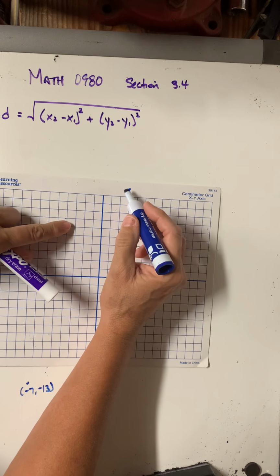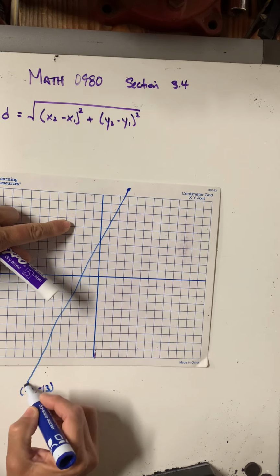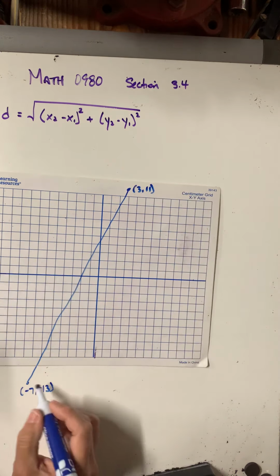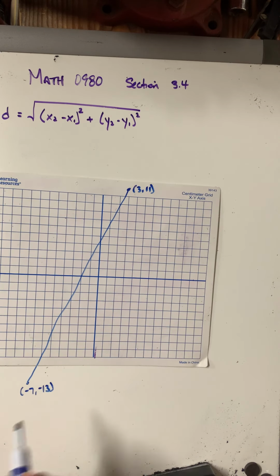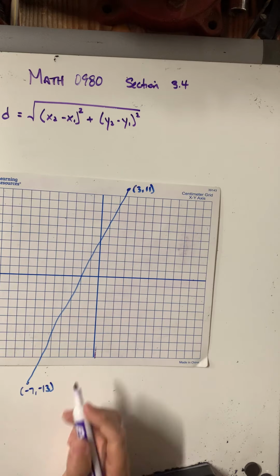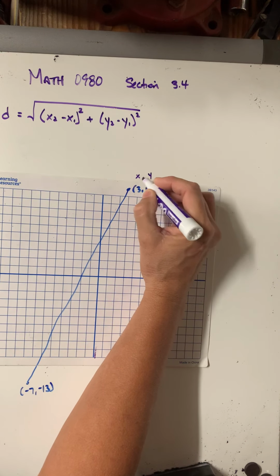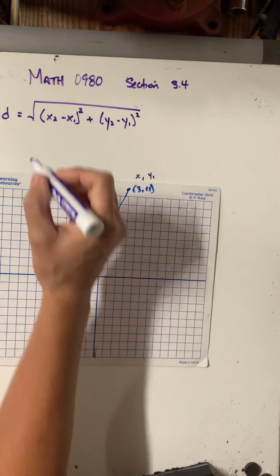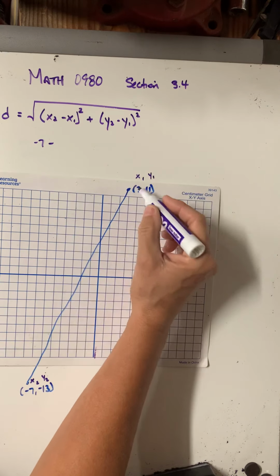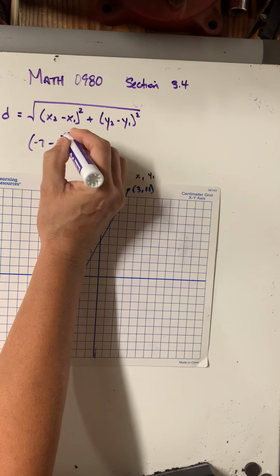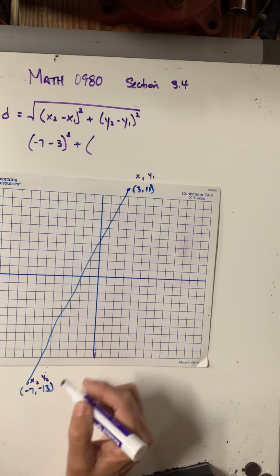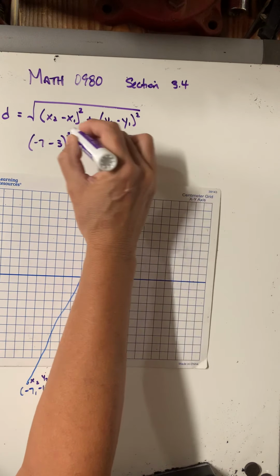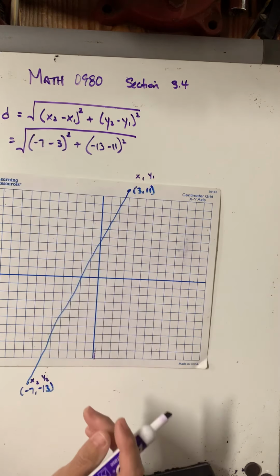So if I'm trying to find this distance from here all the way to here, what's important is I enter the negatives into my formulas. So what would I do? I would label these x1, y1, x2, y2, and then I would put them into my formula. So x2 is -7, minus 3, and I'm going to square that, plus y2 is negative 13 minus 11. I'm going to square that and then take the square root of that answer.